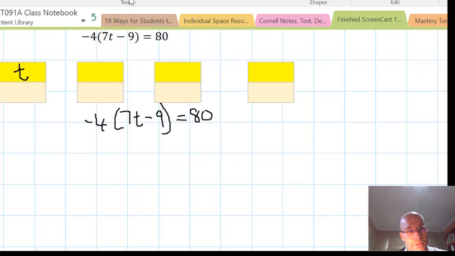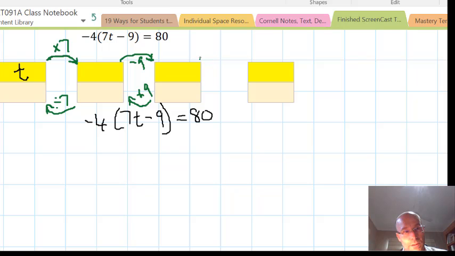So we know if we were using a flowchart, we would have to build the expression up first. So building it up, we start at t, go to times by 7, which means on the way back we'll be dividing by 7 when we backtrack. Then we need to minus 9. Remember, we work inside the brackets first, which means on the way back, backtracking, we need to add 9. And lastly, we're looking at outside the brackets.